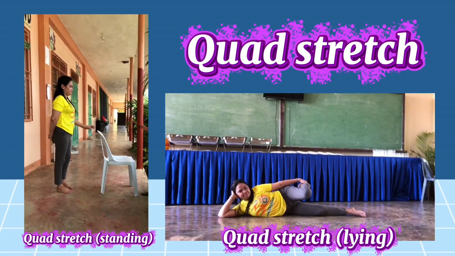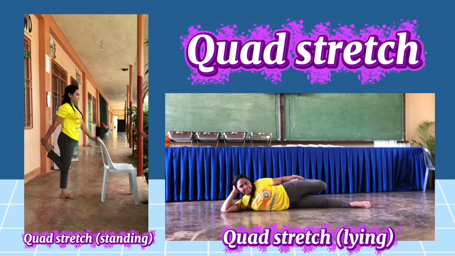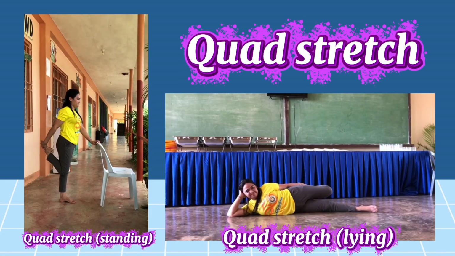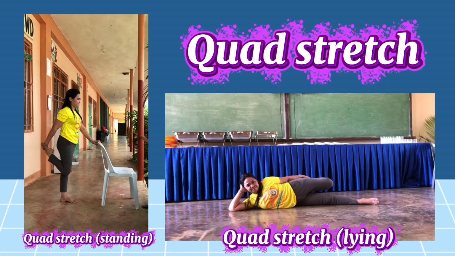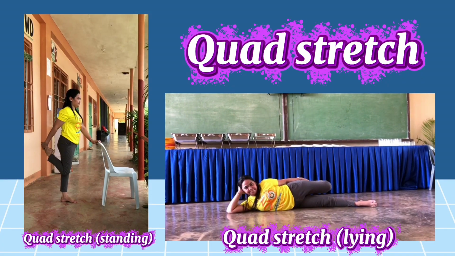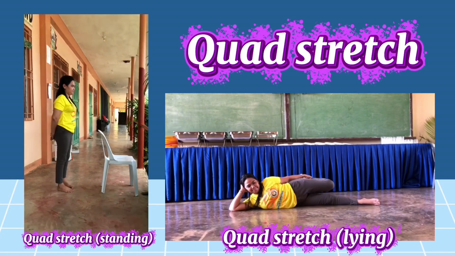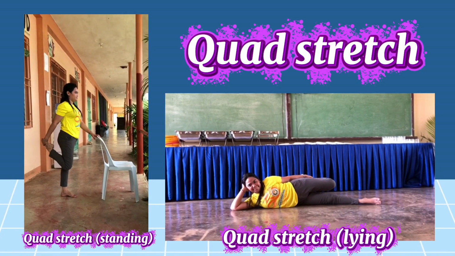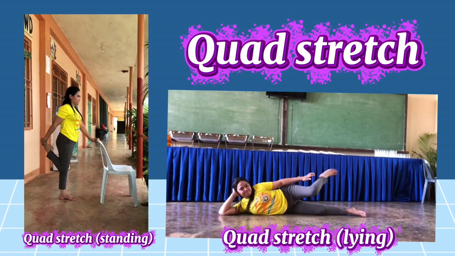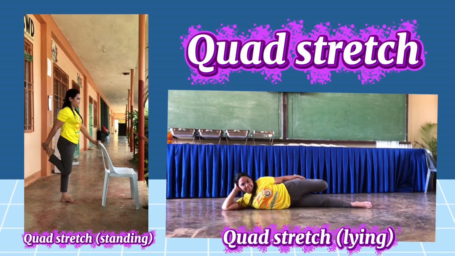The quad stretch, or standing. If you are steady on your feet, stand while holding onto a chair or a counter or while resting your hand on a wall. You can also lie on your stomach or on your side to do this exercise. Bend the knee of the leg you want to stretch, and then reach back with the hand on the same side and grab the front of your foot.